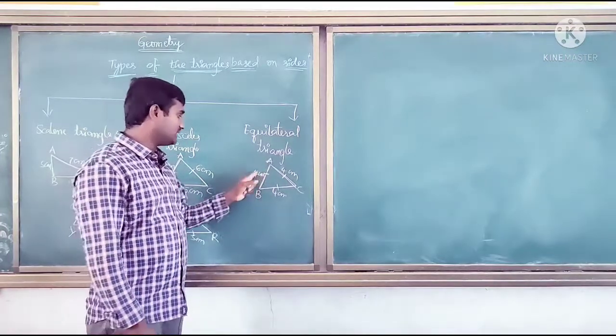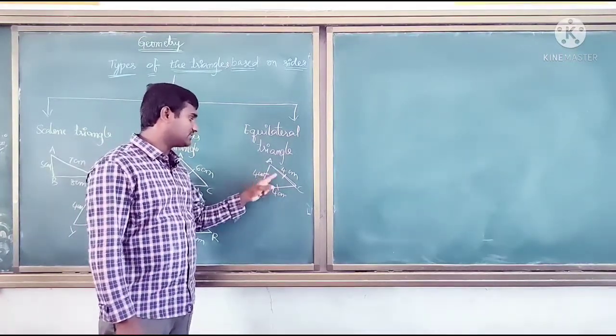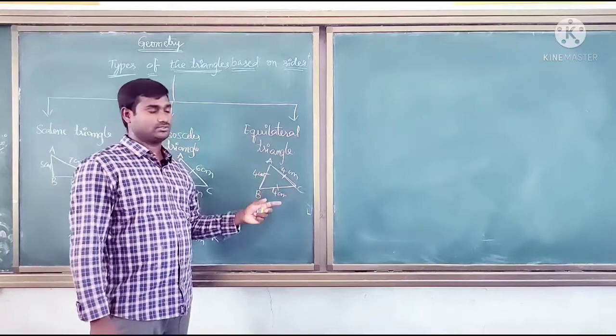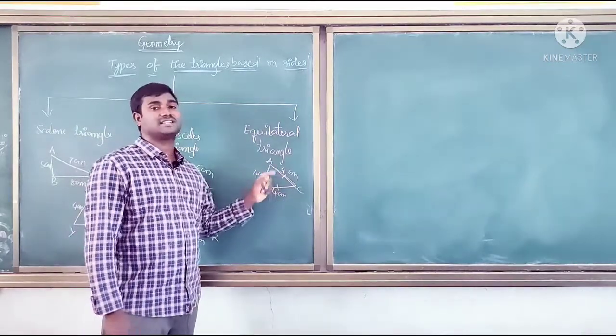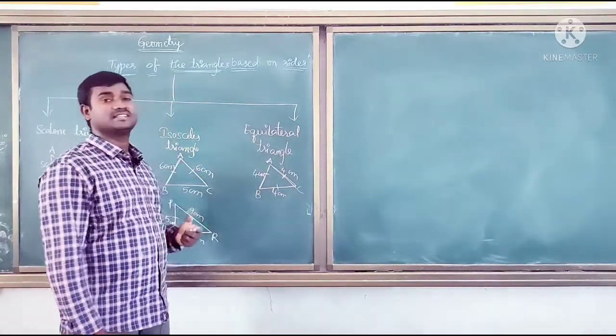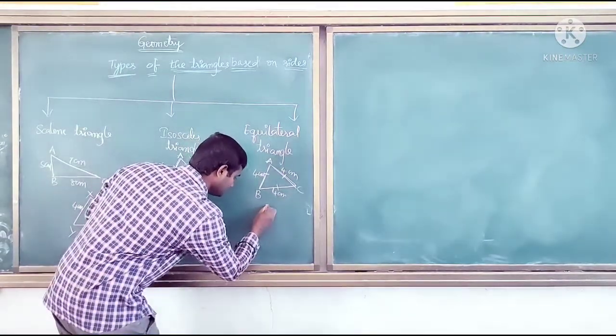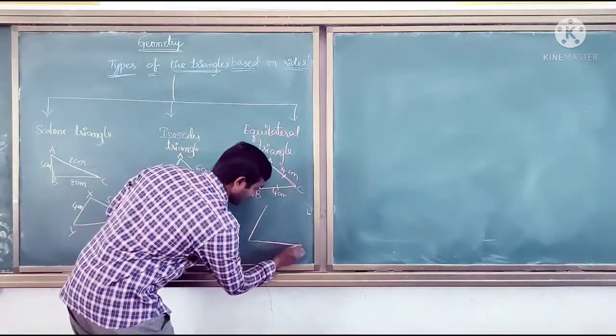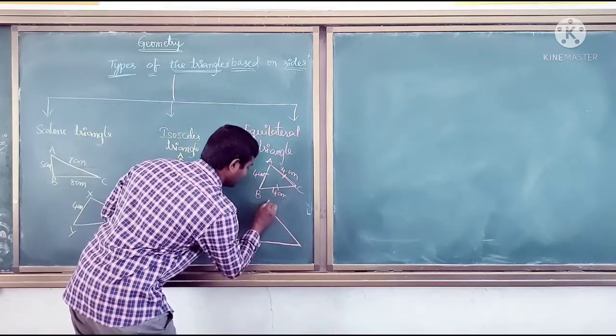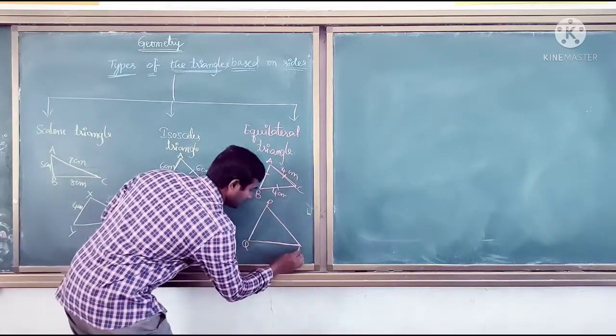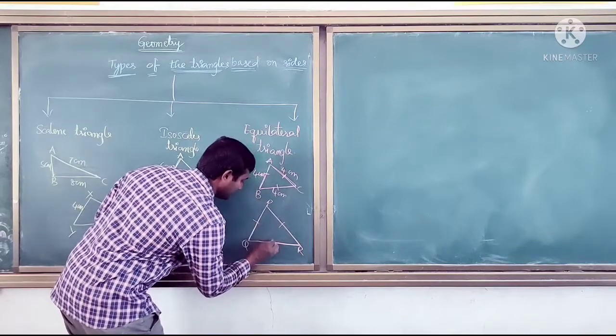Okay, if they didn't give the measurements, if it is the equilateral triangle, we can mark like this also. So in this triangle, if all these 3 sides are equal, we can call it an equilateral triangle. So PQR, this is triangle PQR. In these 3 sides are equal.